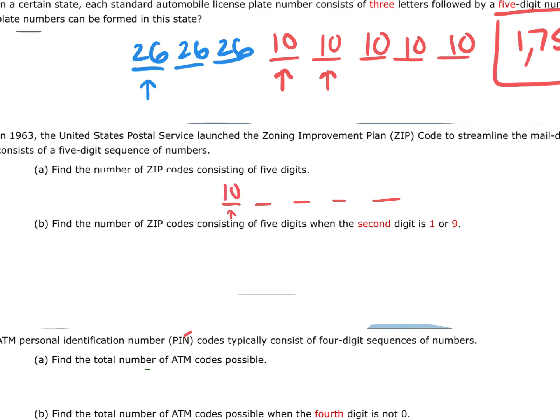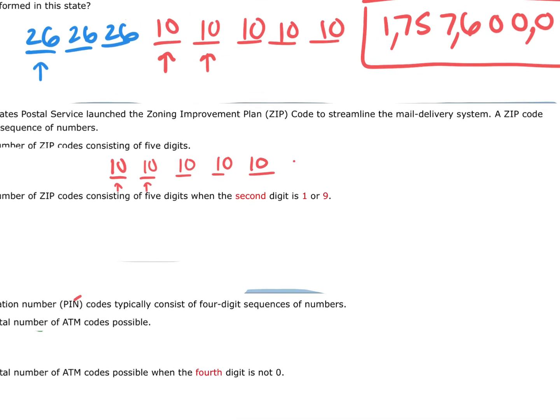10. What about the second spot? 10. It doesn't give me any restrictions, so in all 5 spots, I have 10 possible options. So this is, yes, 100,000.